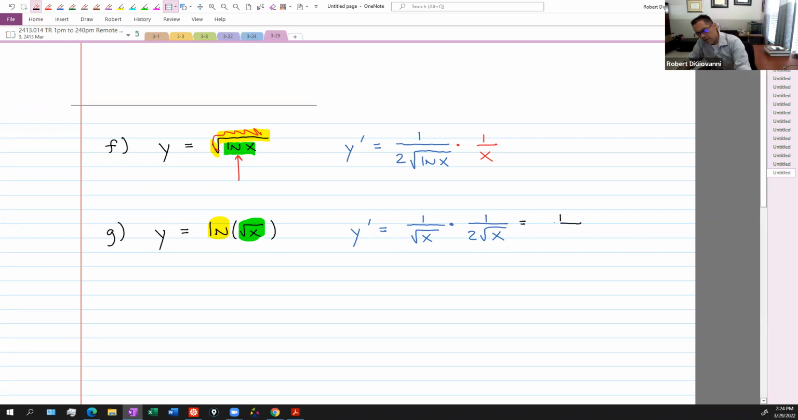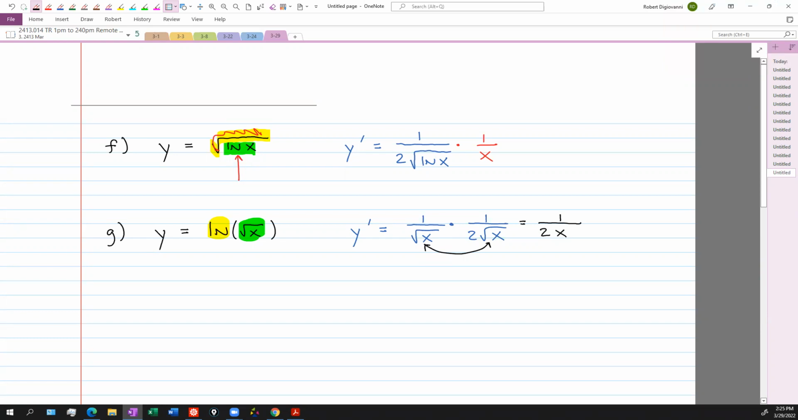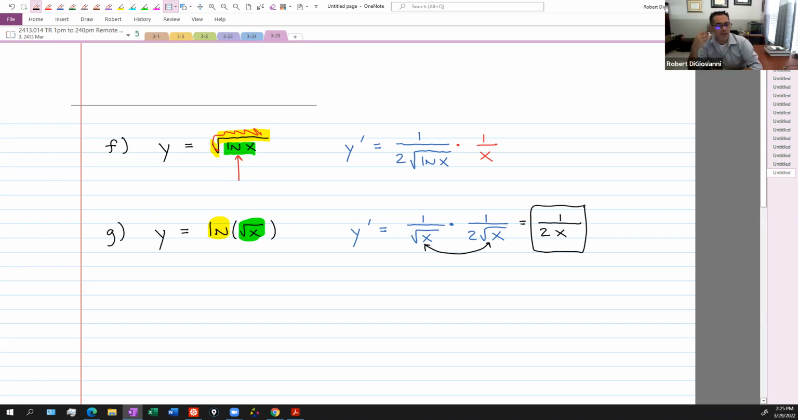Do y'all agree that I could have written this? Isn't that the same thing? Because these two multiply, don't they? Root x times root x is just x, right? So that would be a more simple answer, wouldn't it? So I'm going to show you something right now.